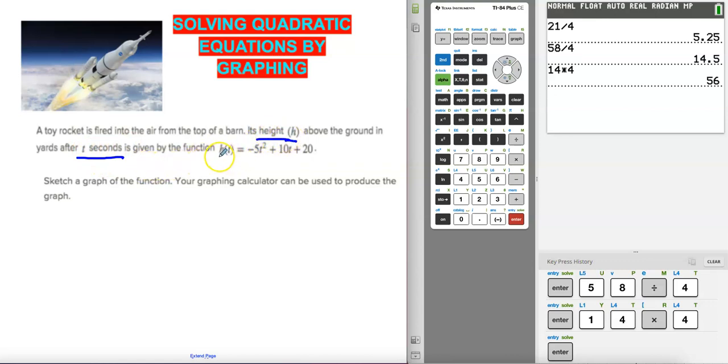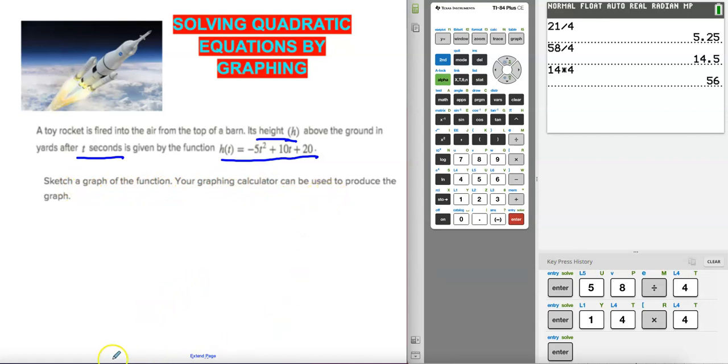Given the function H of T is equal to, well, everywhere in here I see a T, I know that's indicating something about time, and this H is telling me something about height. So I have this function here. First of all, it says to sketch a graph of the function using your graphing calculator.